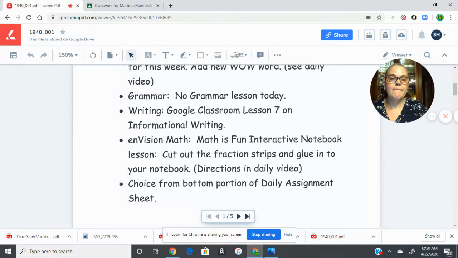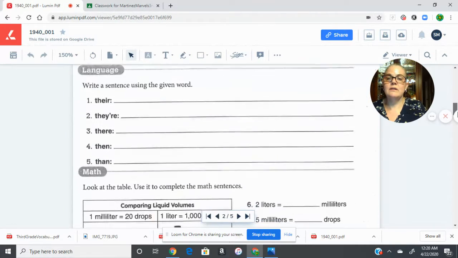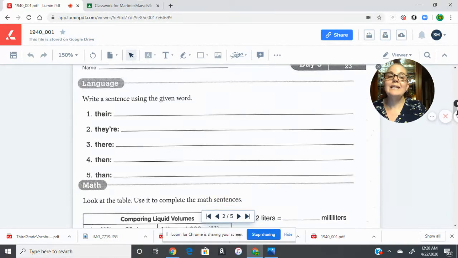Okay, so on to our morning work. Today we're going to be writing a sentence. So you need a complete sentence on each line using the word. The first one is there. Remember that we talked about these words. This there has an I in it, so it's talking about a group of people, and I am in a group of people. There, for the contraction, they are: they are going, they are doing this.